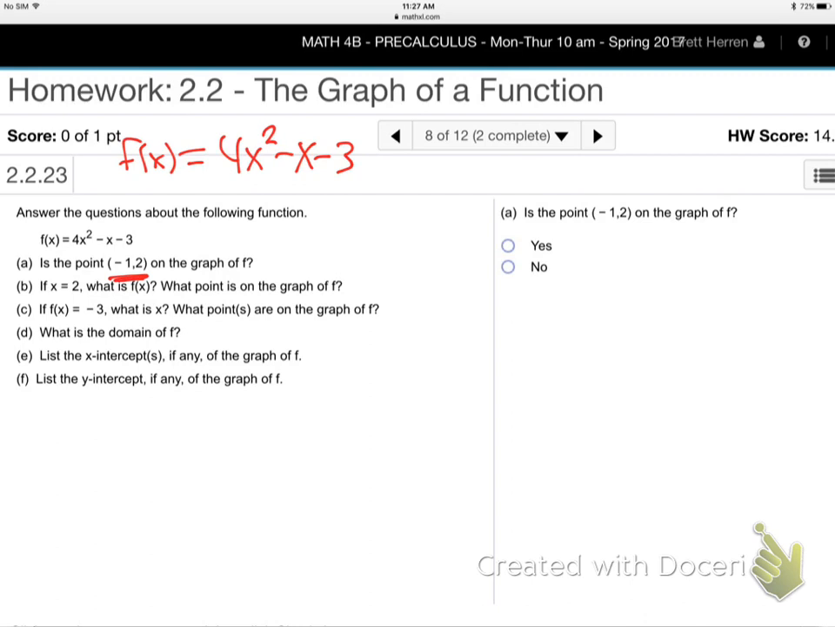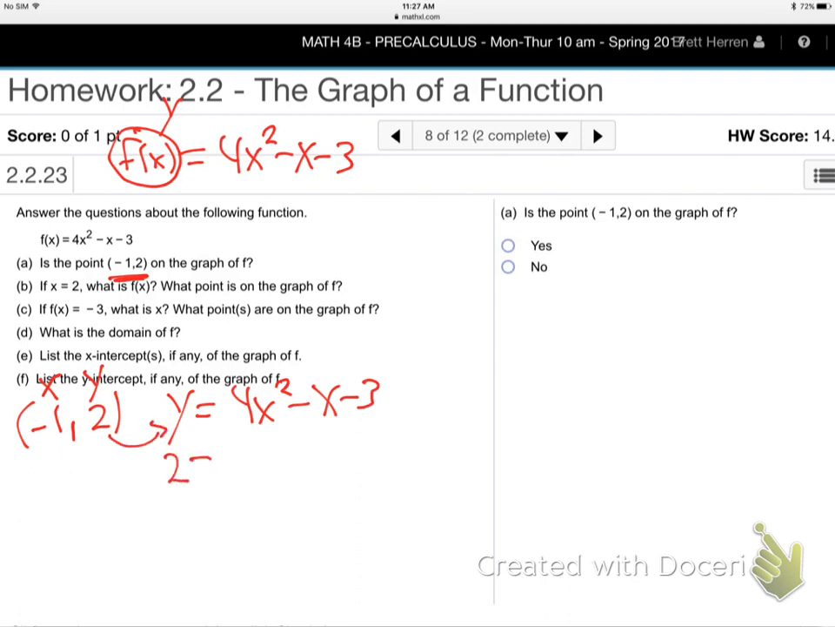Plug it in. So negative 1, 2 is x and y. So put negative 1 in for x. And what's y? Where does y go? F of x is y. Remember, function values are always y values. That's by common agreement in the math and science world. F of x, g of x, h of x, those are all just y. They just agreed that function values would be y values. So plug in the 2 there. Plug in the x.